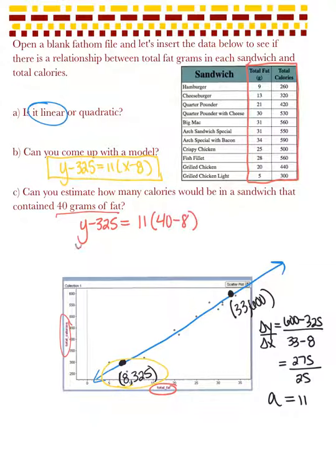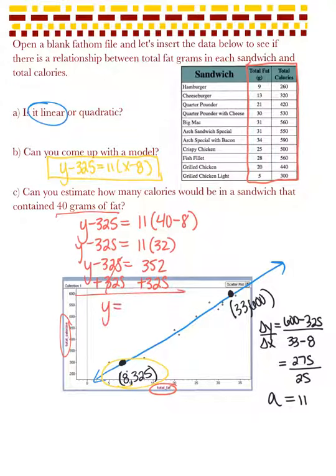And now I just solve for y. So I have y minus 325 equals 11 times 32. When I take that 11 times the 32, I get 352. So I have y minus 325 equals 352. Add that 325. I get y is equal to 677. And my units here are calories. I'm going to put in approximately here because I'm using my model that is approximated for the data that I have.